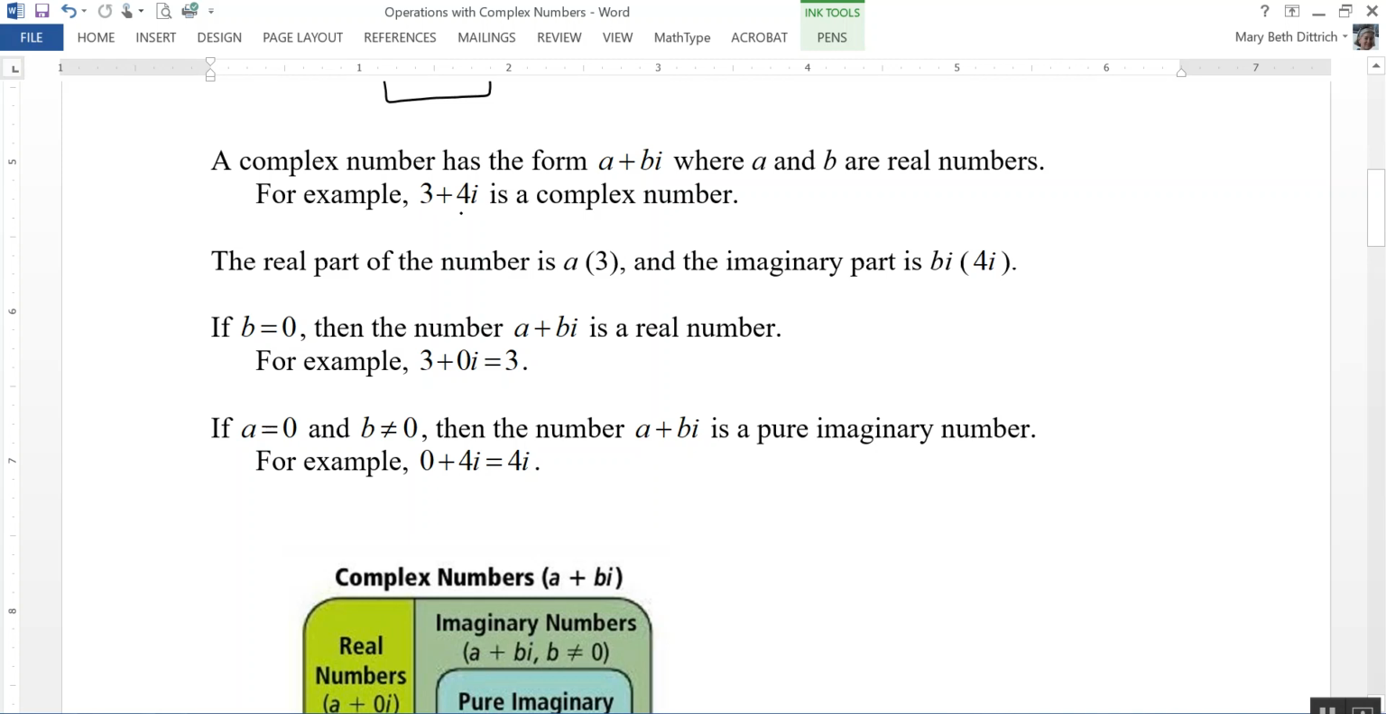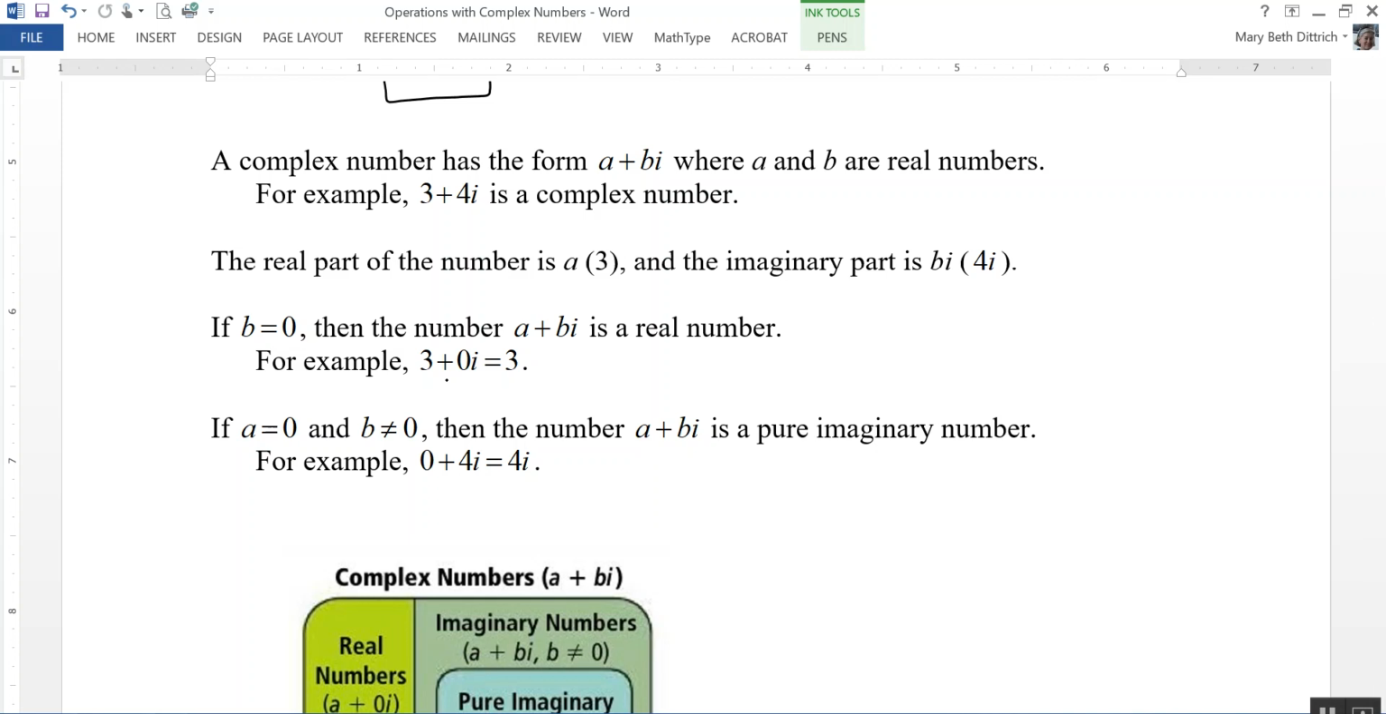If b is equal to 0, then the number a plus bi is a real number. So for example, if b, instead of this being 4, were a 0, we'd have 3 plus 0 times i. 0 times i is 0, so it would just be 3. So when b is equal to 0, a plus bi is a real number.